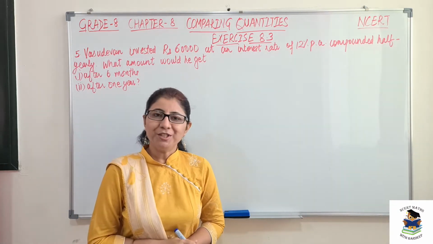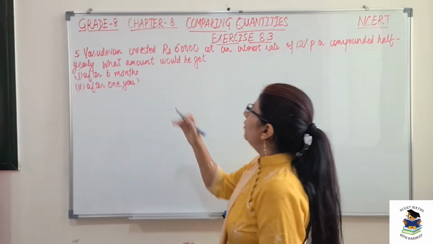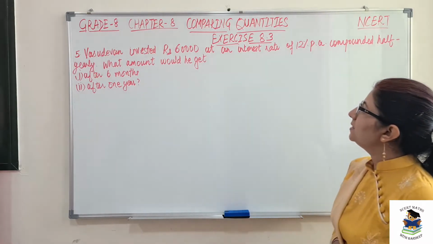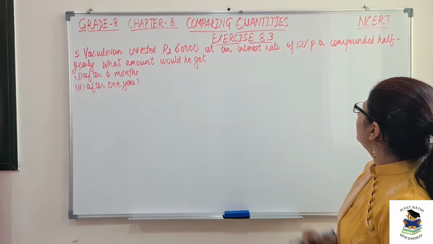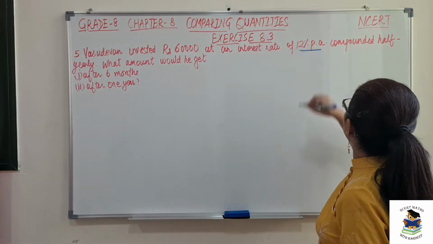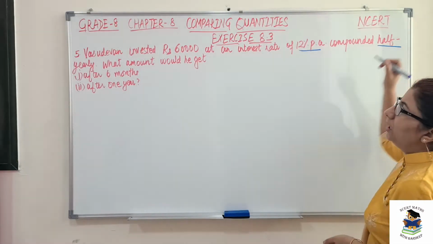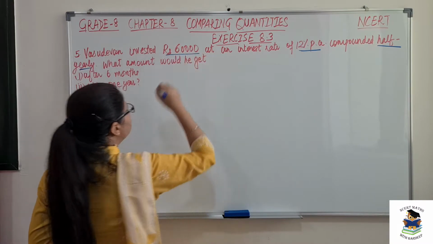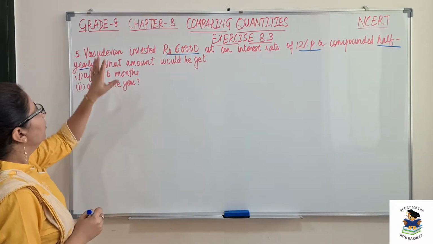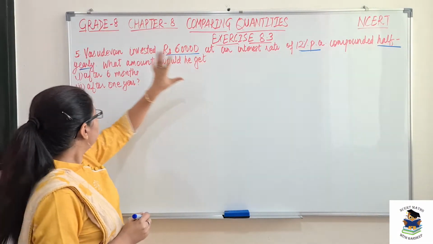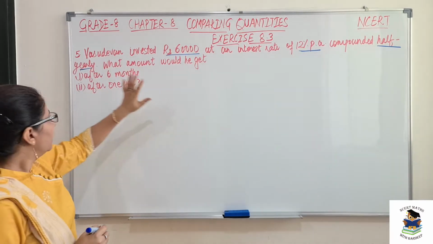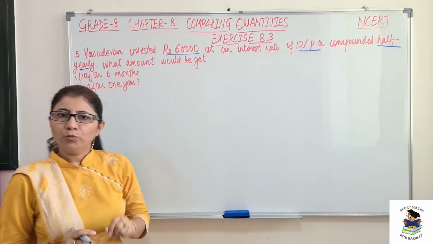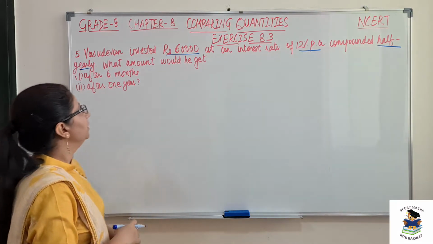So now let's see what our fifth question is. Vasudevan invested rupees 60,000 at an interest rate of 12% per annum, compounded half yearly. So what is the amount invested? That is 60,000. What amount would he get after 6 months, and second, after 1 year? So let's see how to solve this.